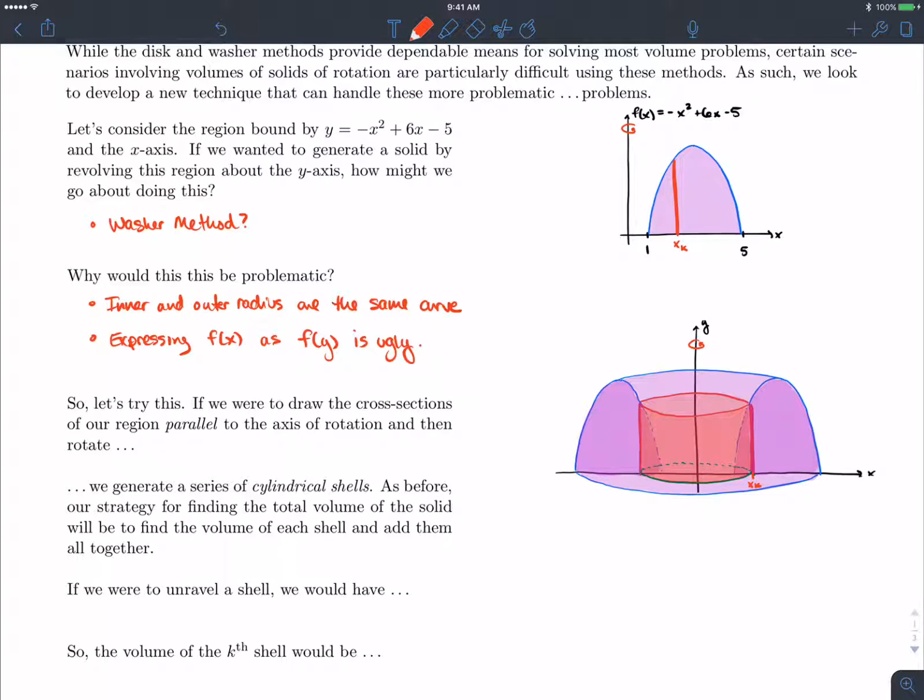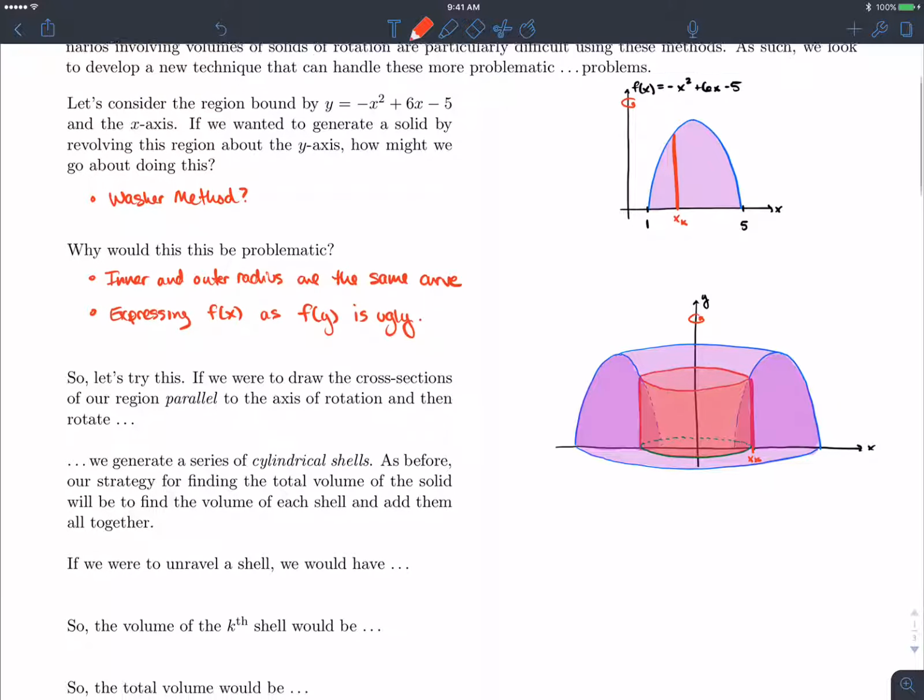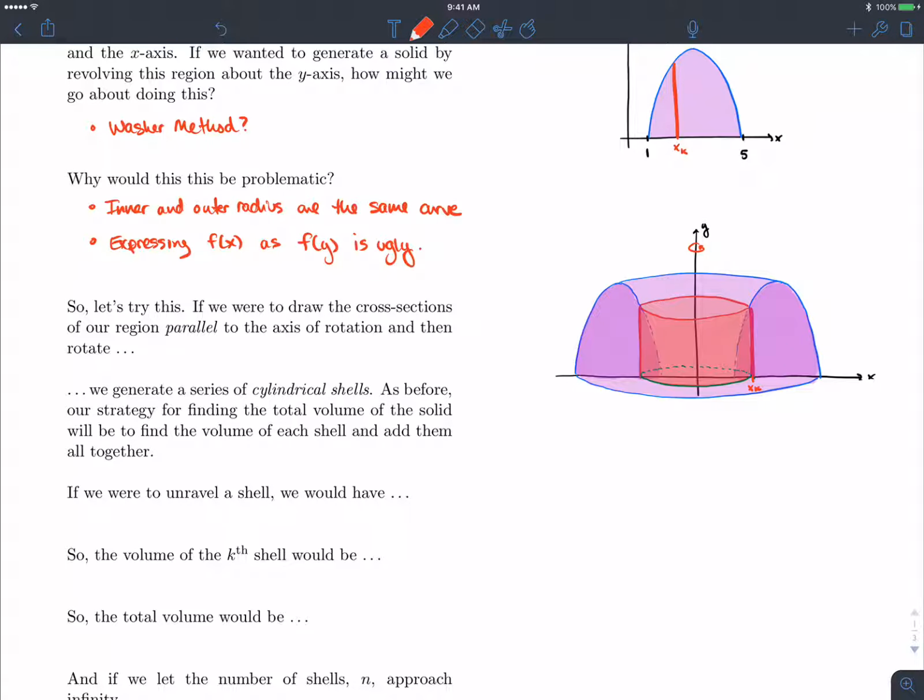Generalize the volume of one of these items, and then we use integration to add them all up and find the total volume. So how do we calculate the volume of a hollow cylindrical shell? Probably the easiest way to do this is to think about making a slice from top to bottom and unraveling it. If we were to take a cylindrical shell and unravel it, then what we'd end up with is a rectangular box.